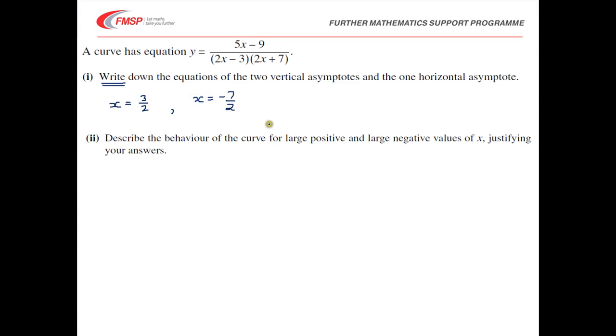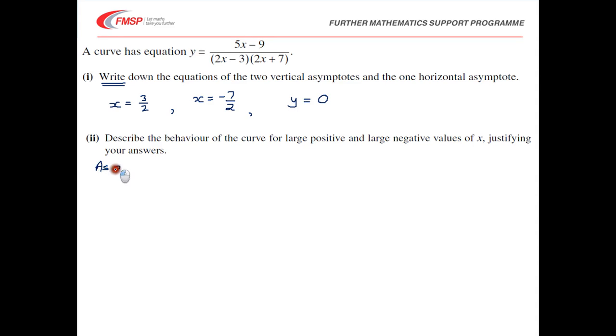Now the horizontal asymptote, the numerator highest power is x, the denominator highest power is x squared, so this is going to tend towards 1 over x, and therefore for large x, y is going to be tending towards 0, and my horizontal asymptote is y is 0. Describe the behaviour of the curve for large positive and large negative values.